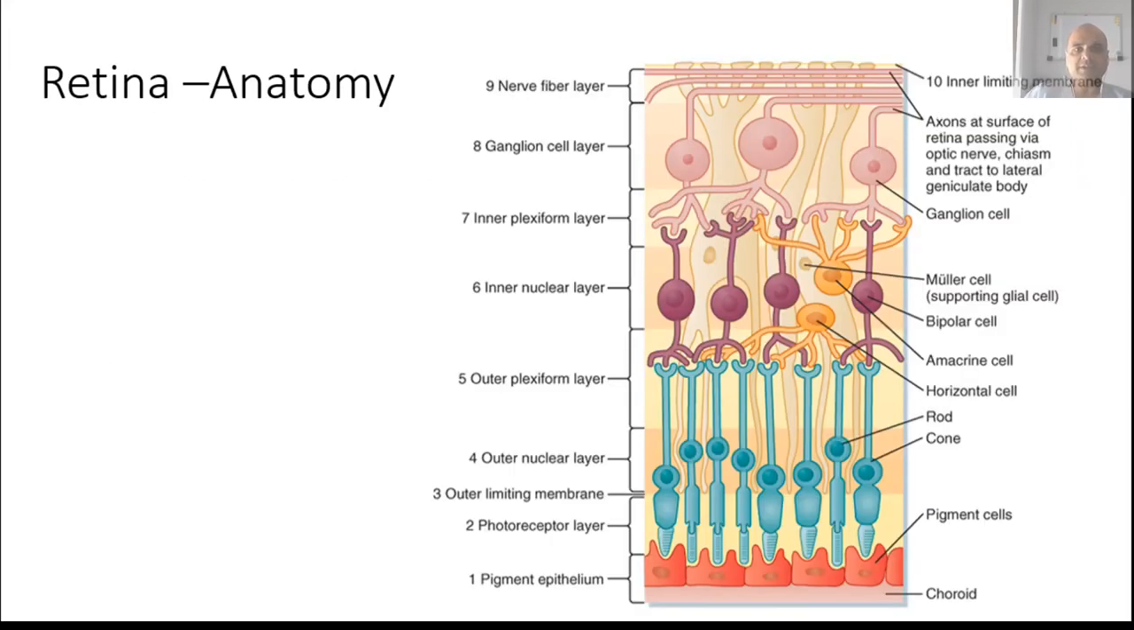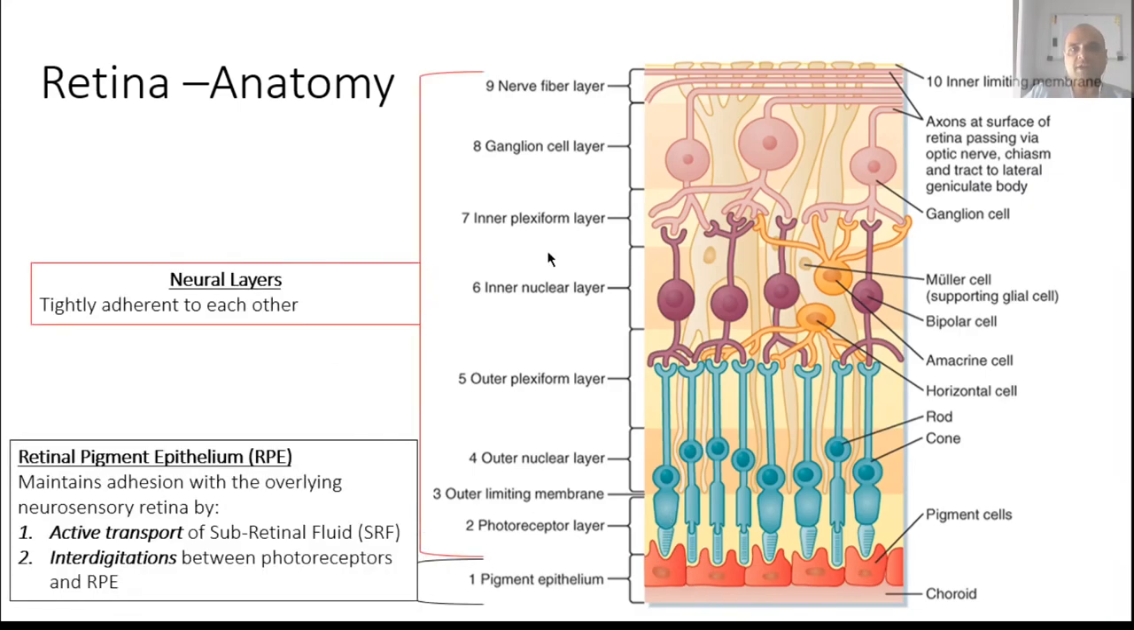So the relevant anatomy is obviously of the retina, and our area of interest is the junction between the neural retina and the retinal pigment epithelium. Now, the nine neural layers have tight junctions amongst them and are tightly adherent to one another. But the neural layer and the RPE are not joined by tight junctions. They are just held together by movement of fluid and by interdigitations between the photoreceptors and the retinal pigment epithelium.